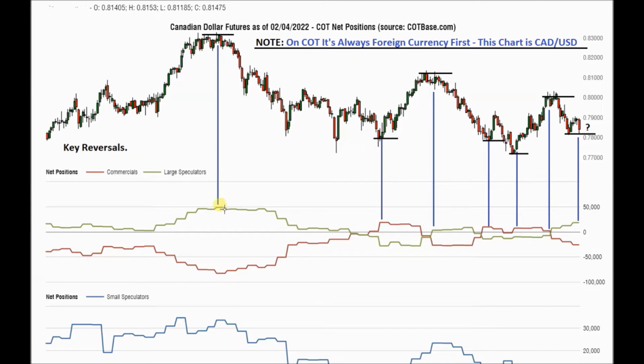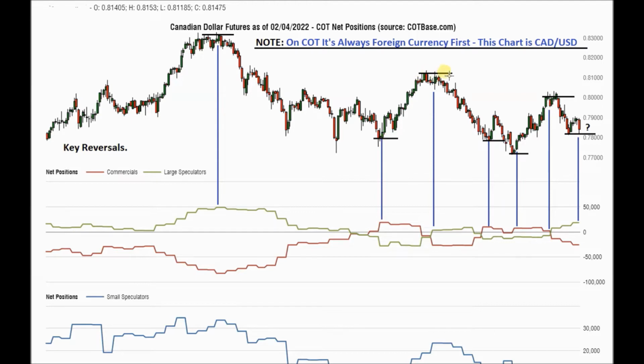Now, here you can see speculators heavily long, commercials heavily short, right at the top, and we break to the downside. Now, the movement down is pretty big. Speculators stay long throughout most of the movement. Okay, we get to this bottom here. Look what happens. Speculators are selling. Commercials have decided overshot fair value. They come in to buy, push off to the upside.